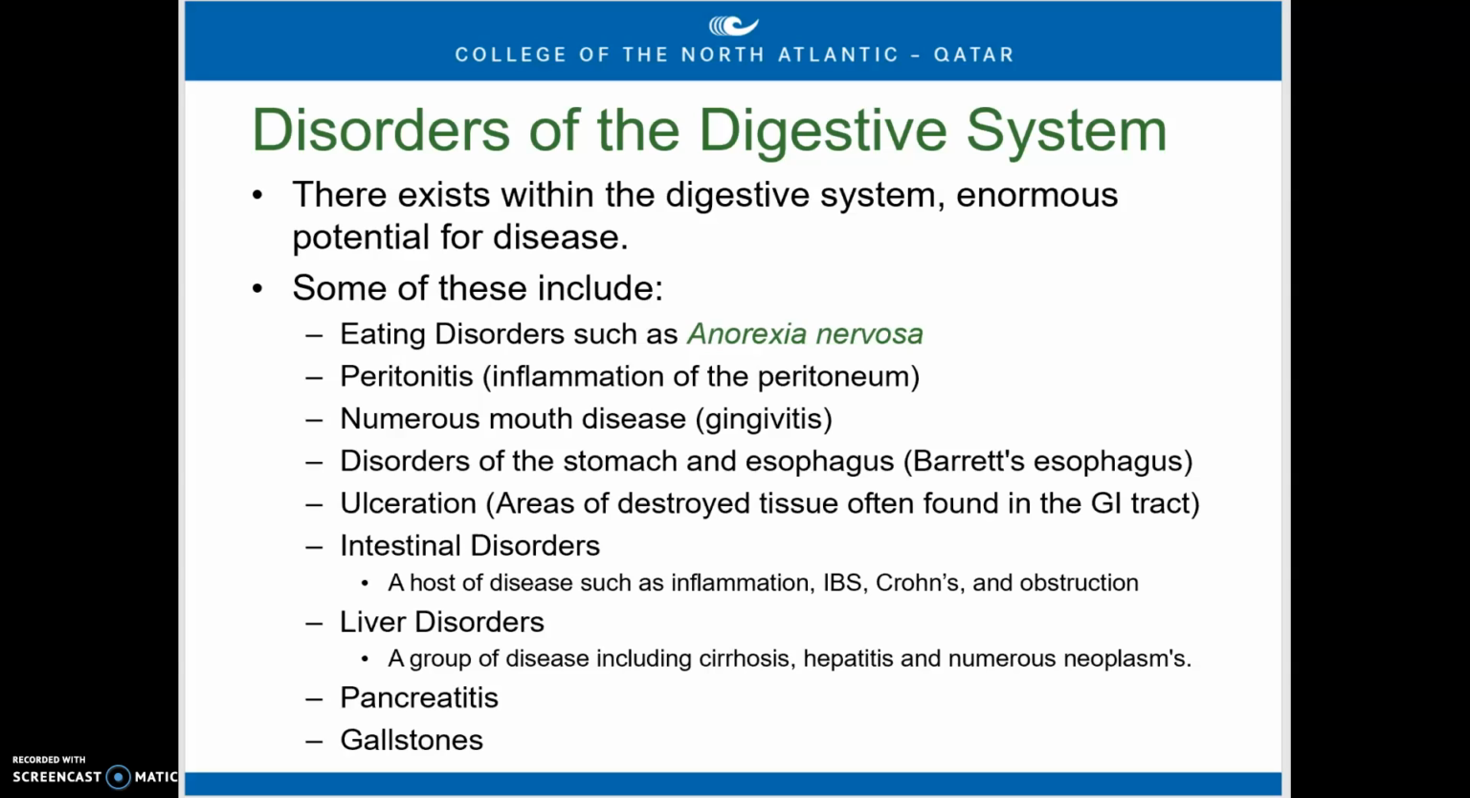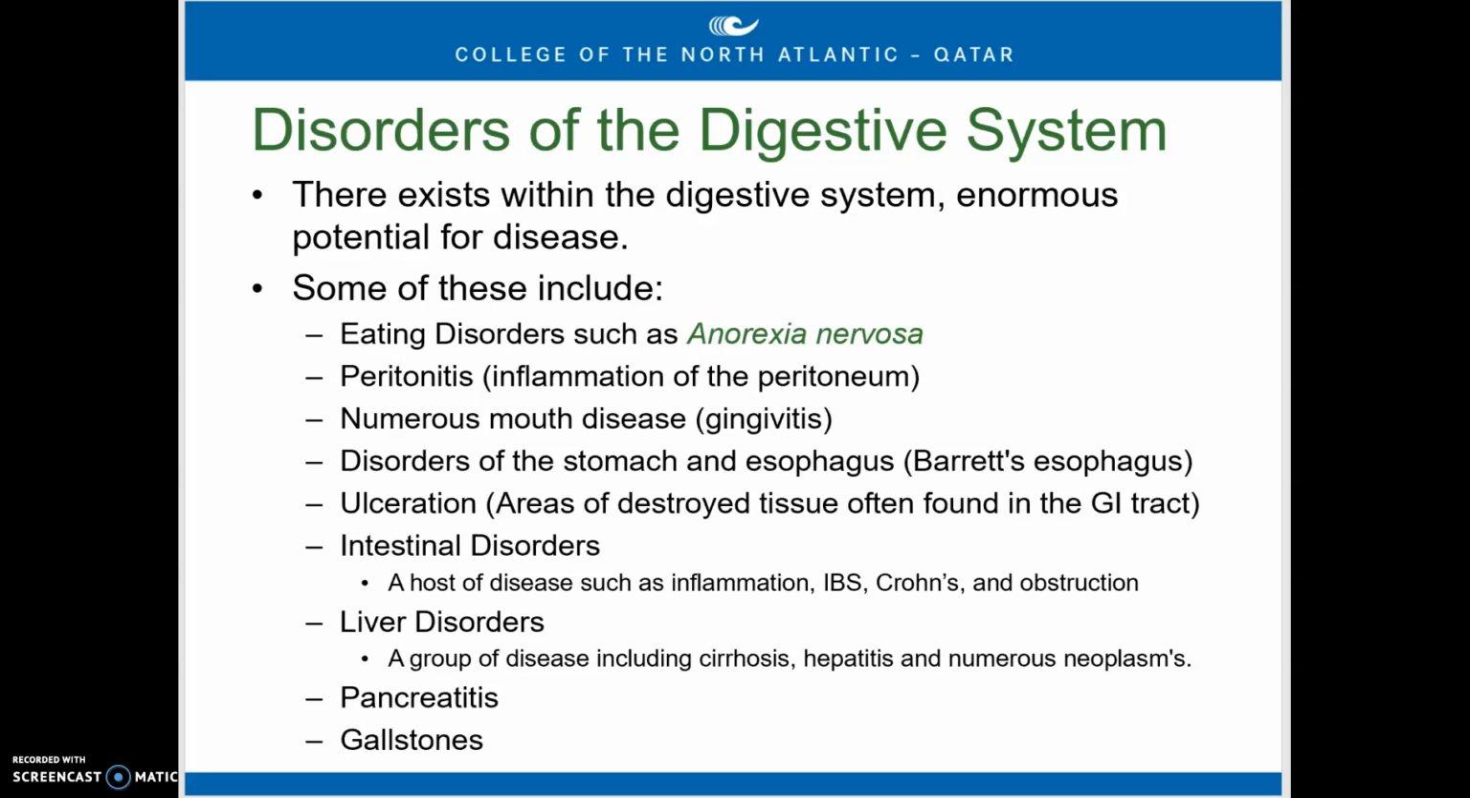So we can have things such as eating disorders like anorexia nervosa, which is a problem people have maintaining weight or eating correctly. We can have peritonitis, which is inflammation of the peritoneum, the membrane that surrounds the guts. There are a lot of different diseases we can have in our mouth. We can have tooth loss, for example. That's going to be a problem for digestion.